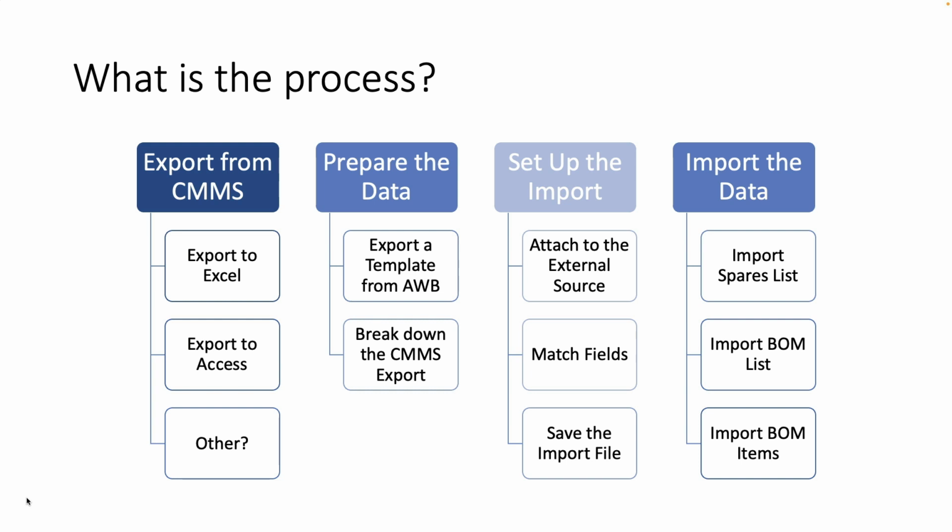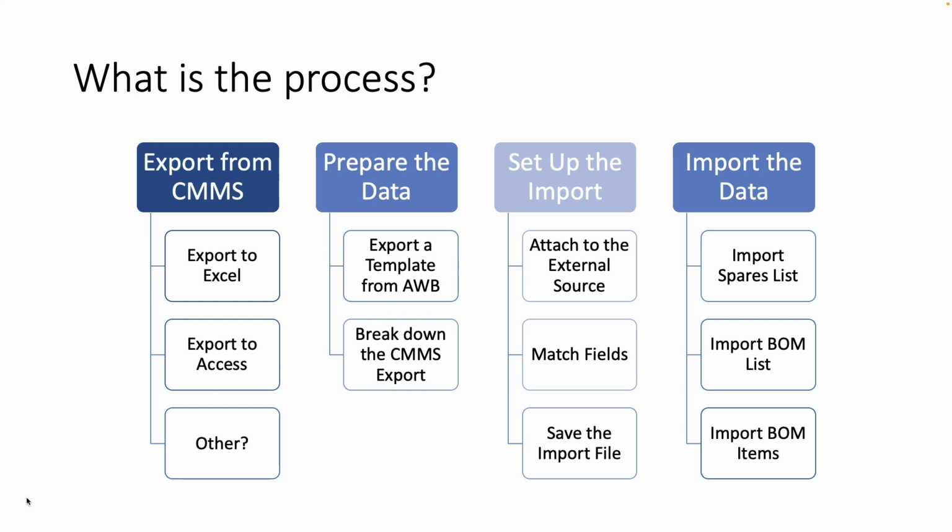Next is prepare that data for import into Availability Workbench by putting it into the correct format. So you'll need to put it into an Excel file or an Access file or one of the many other file types that are supported by Availability Workbench and make sure you have the right fields put together. Then set it up for import into Availability Workbench.